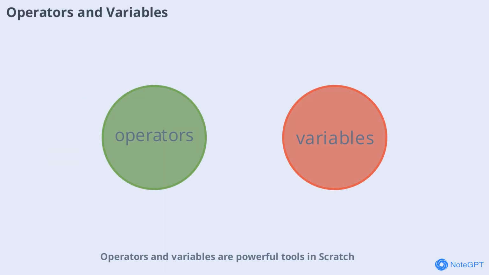Operators and variables are powerful tools in Scratch. Operators let you perform math, compare values, and combine strings. Variables store information like scores or player names. Together, they help you build more advanced projects, such as games with scoring systems or interactive quizzes. Learning how to use operators and variables opens up new possibilities for creativity and problem-solving in your Scratch project.